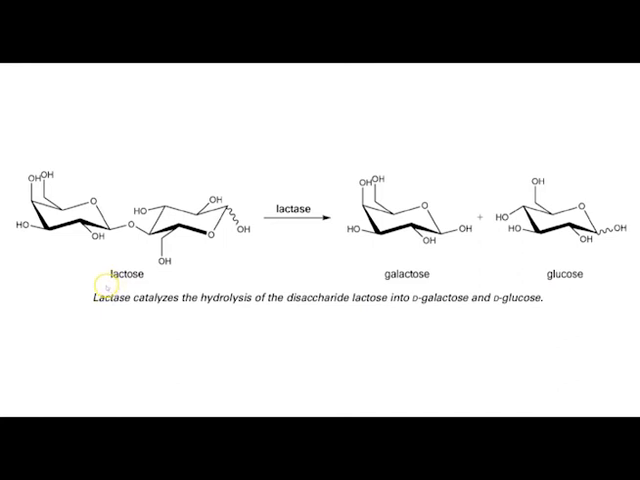So we can see we have this two-ring sugar over here called lactose. It consists of one ring here and one ring here, and they're joined together right here. We need an enzyme to cut these in half, and this enzyme is called lactase. Lactase will give us galactose and glucose, and our bodies will absorb these.